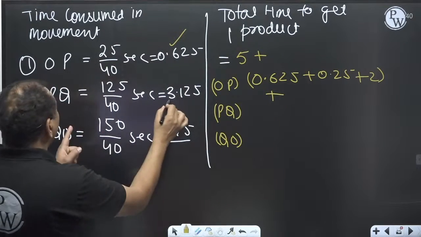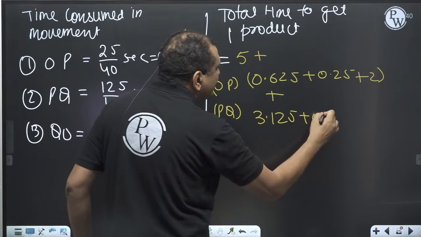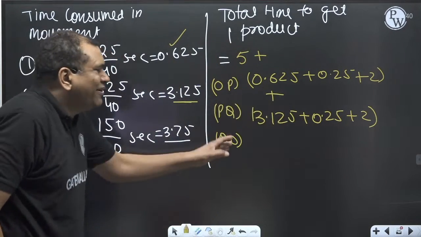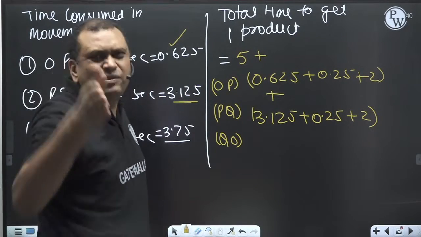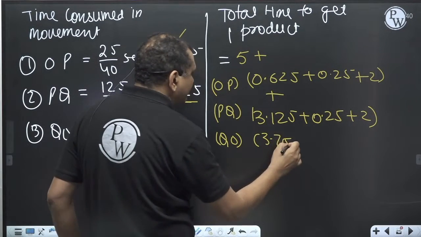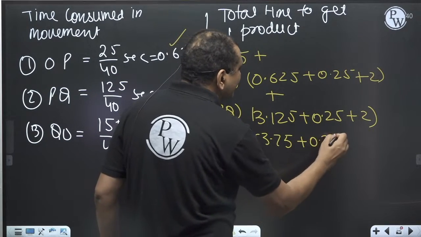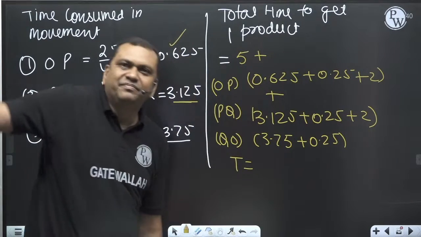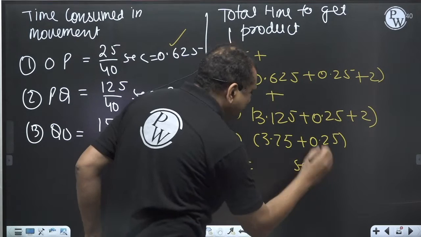P2Q is 3.125, acceleration deceleration time and insertion time. On Q2O there is no insertion, na? We are not inserting the PCB there, na? So how much is the time? 3.75 plus acceleration deceleration, there is no insertion time. So this is the total time. That much total time in seconds.